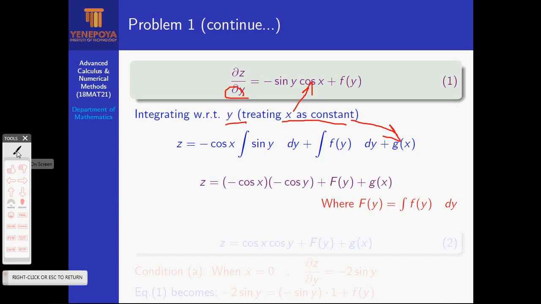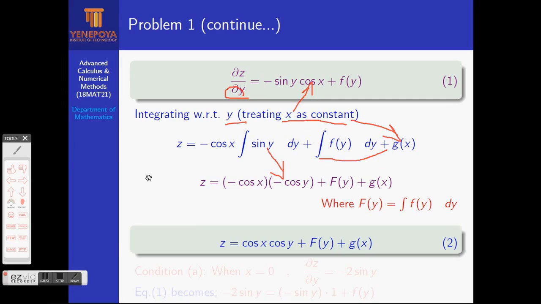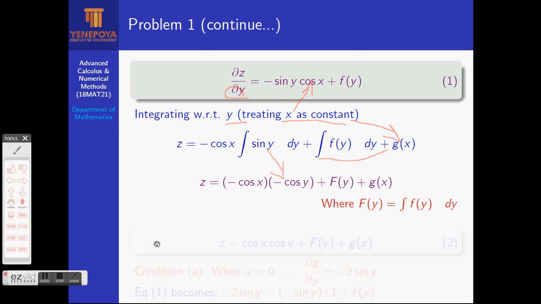Next, we get z = -cos x as it is, times the integration of sin y with respect to y, which is -cos y, plus the integration of f(y) dy, which I'll write as capital F(y), plus g(x). We get z = cos x cos y, since negative into negative is positive, plus F(y) plus g(x). I'll take it as equation number 2.